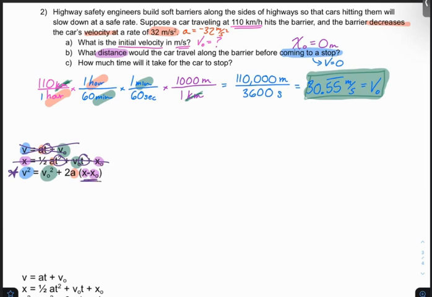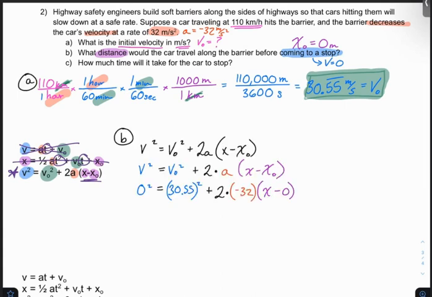All right, so let's go ahead and rewrite this equation and plug in what we know. I went ahead and plugged in the numbers that we had identified. I put a final velocity of 0 because it came to a stop. I put my initial velocity as 30.55 meters per second because that's what we figured out in part A. Remember, you cannot use the 110 because that does not have the right units. And then my acceleration is negative 32, so I plugged that in. My final position, that X, is what I'm looking for, and I said my starting position is 0.